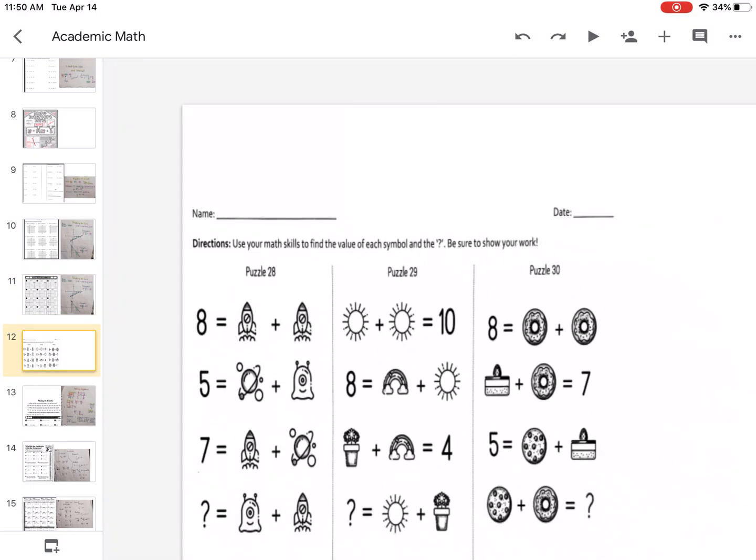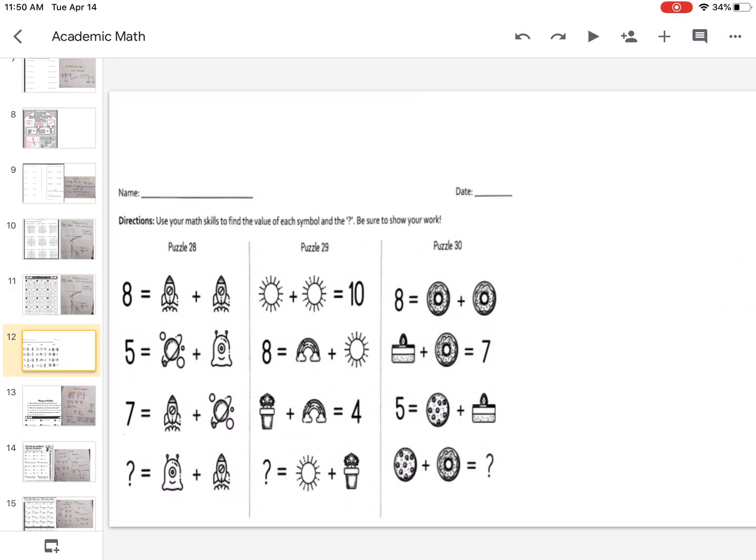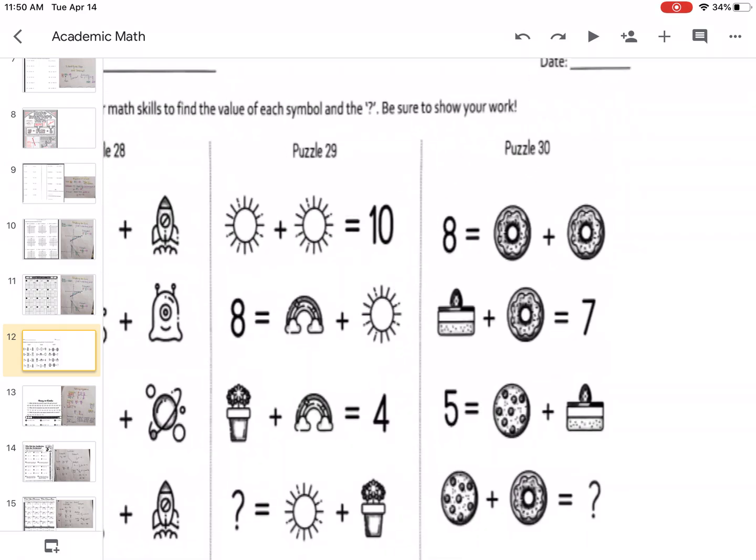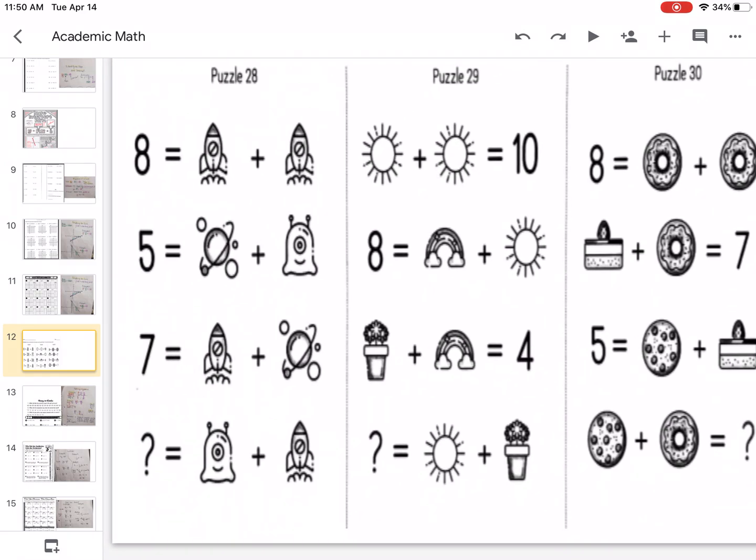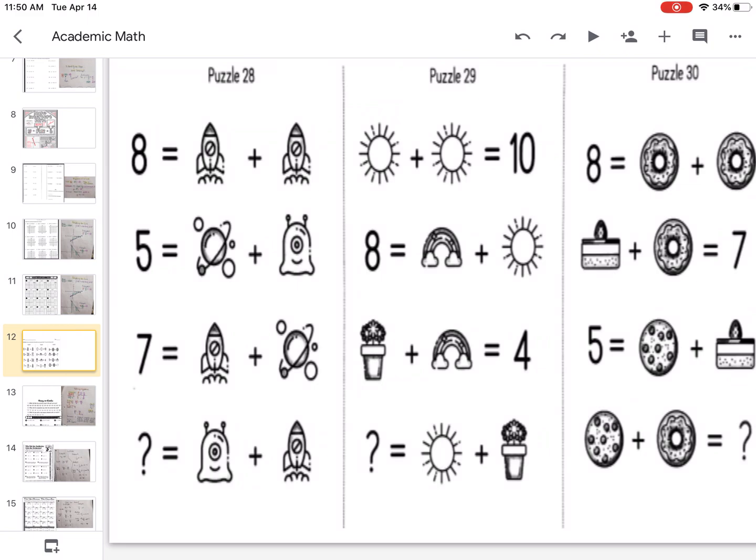Okay, so this is a puzzle, and you can work on this yourself. I think you'll be able to handle this. Sometimes you'll have to skip a problem to figure out the code. But as you solve them, you'll start to see a pattern and you'll be able to do it. If you get stuck, let me know.